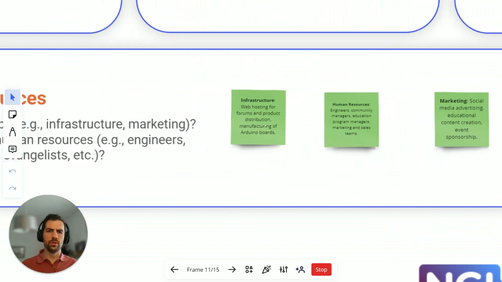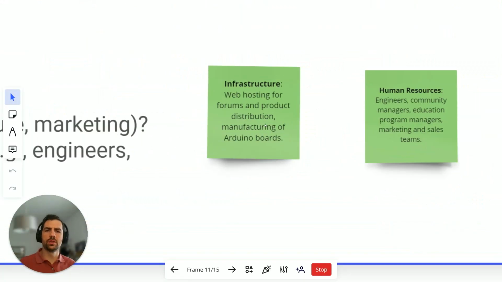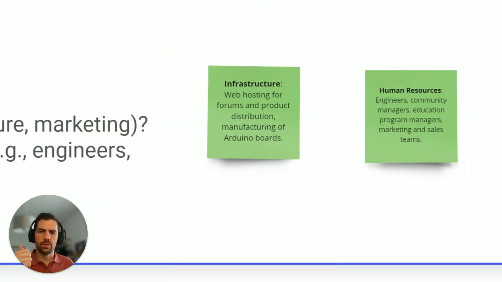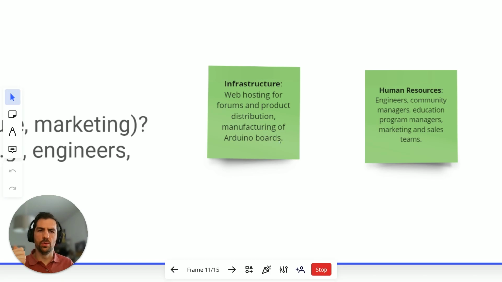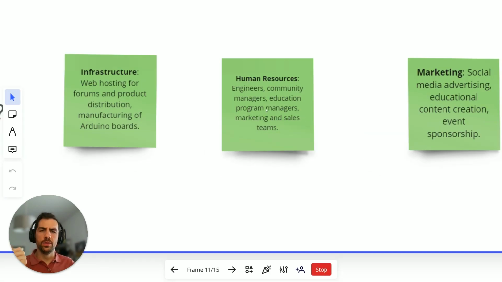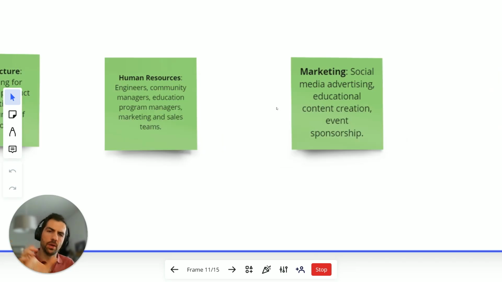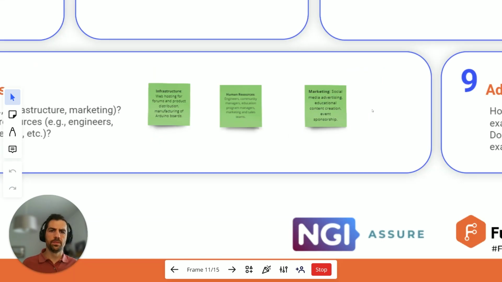And now if we go to the bottom part, the costs and resources. In the case of Arduino, they have the infrastructure cost: web hosting for forums and product distribution, and manufacturing of Arduino boards. Human resources: they have the engineers, the community managers, the education program managers, and marketing and sales teams. And then the marketing itself: social media advertising, educational content creation, and events and sponsorships, for example.